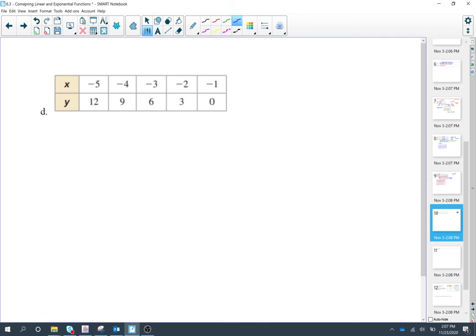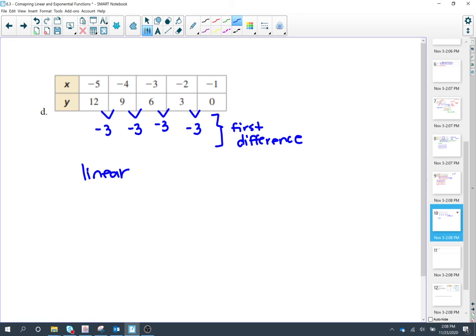Letter D. -5, -4, -3, -2, -1. Looks good. How do you get from 12 to 9? Subtract 3. How do you get from 9 to 6? Subtract 3. Subtract 3. Subtract 3. That looks great. Because this is the first difference, I know that this is linear, which means we're working with y equals mx plus b.